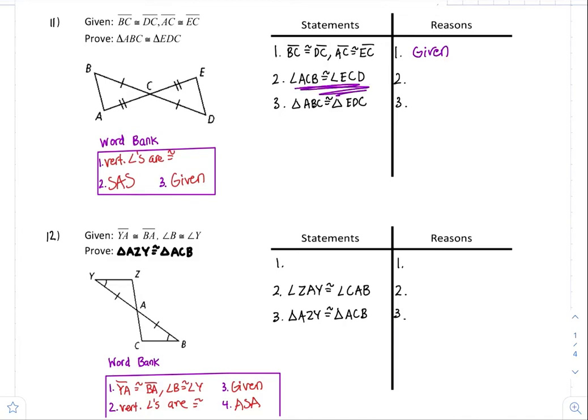Now, angle ACB is congruent to angle ECB. So it's saying that this is congruent to this. And you know that vertical angles are congruent. Now, the triangle congruency statement is side angle side. And if you annotate, that side is congruent to this side. This angle is congruent to this angle, and this side is congruent to that one. Side, angle, side.